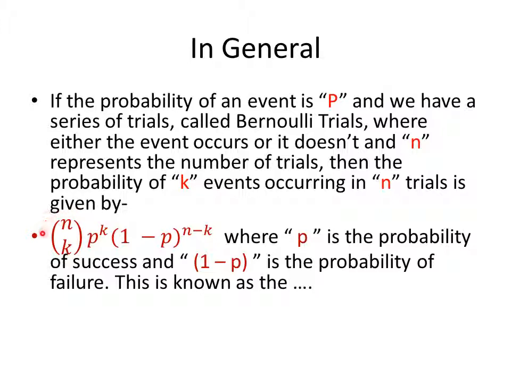the number of combinations of n objects taken k at a time, which we just looked at, times the probability of success to the k power, times the probability of failure, that's 1 minus p, to the n minus k power, where p is the probability of success, 1 minus p is the probability of failure. This is known as the binomial distribution.